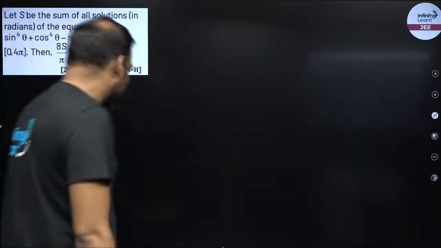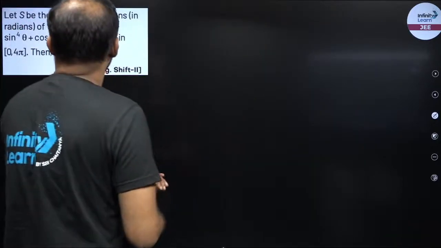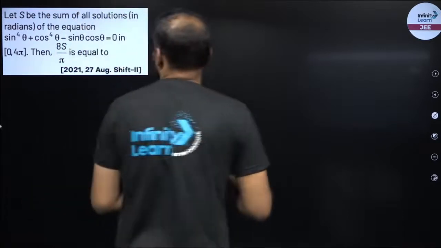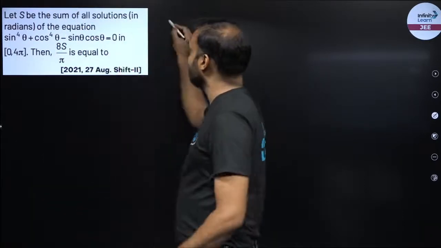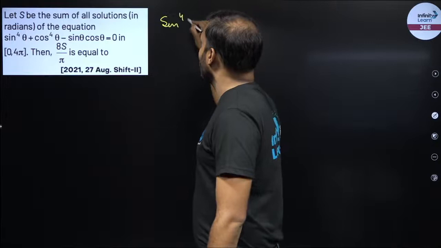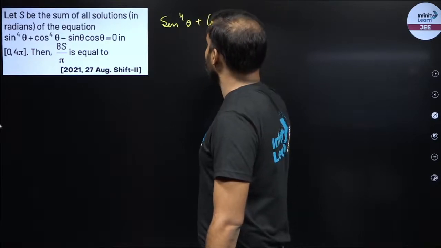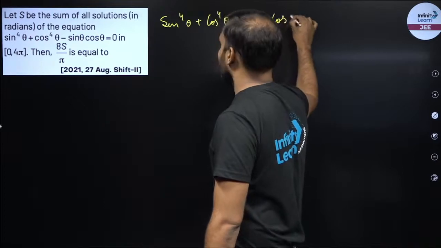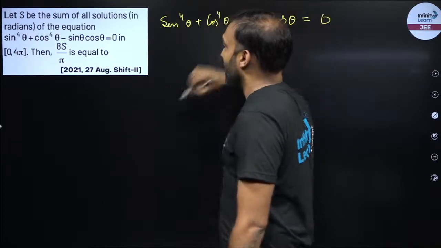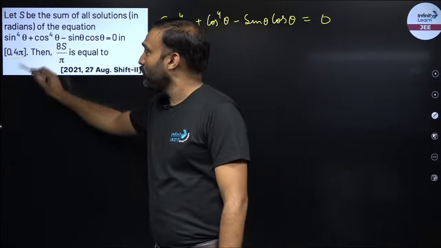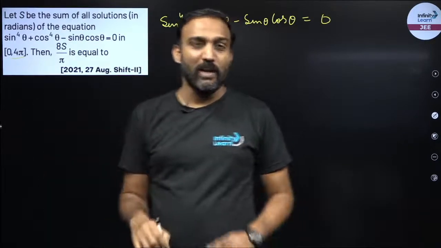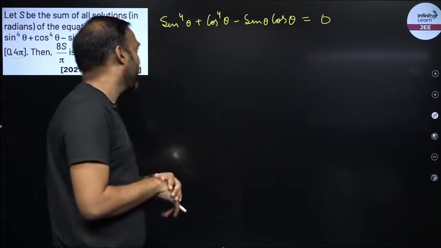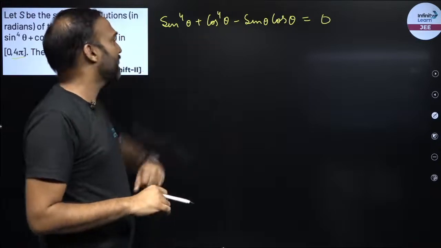The next example says, let S be the sum of all the solutions of the equation sin raised to power 4 theta plus cos raised to power 4 theta minus sin theta cos theta is equal to 0, and theta is varying from 0 to 4 pi. So in 0 to 4 pi, I have to count the number of solutions of theta. So first of all, let us simplify this equation.